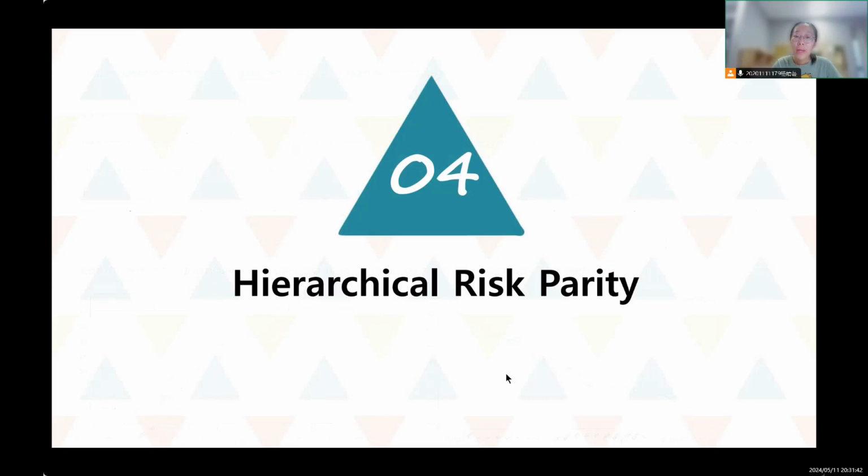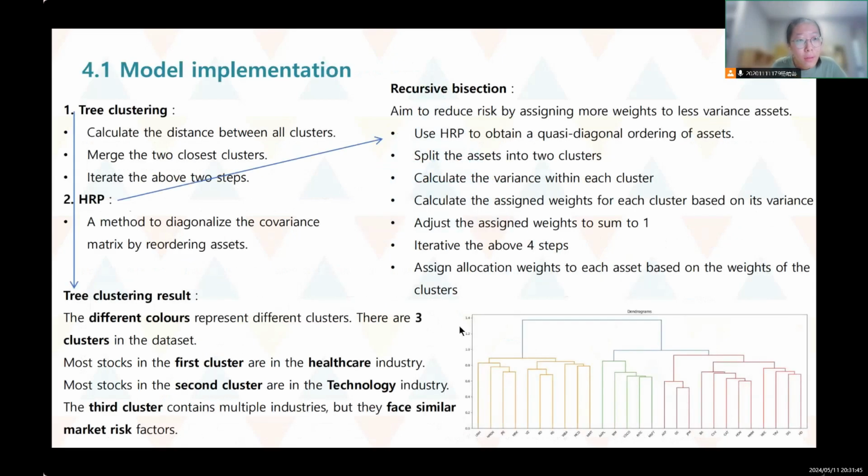The fourth part is hierarchical risk parity. First, tree clustering: calculate the distance between all clusters, then merge the two closest clusters and iterate the above two steps. HRP is a method to diagonalize the covariance matrix by reordering a set. Recursive bisection aims to reduce risk by assigning more weight to the sets with less variance. The following are the key steps of it.